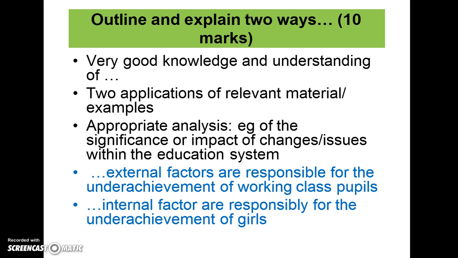You need to use appropriate analysis so that you can look at the significance or the impact of a change or an issue within the education system. So in these cases, it will be how social groupings or social issues can affect achievement. So you may outline and explain two ways external factors are responsible for the underachievement of working class pupils, or you may outline and explain two ways that internal factors are responsible for the underachievement of girls.